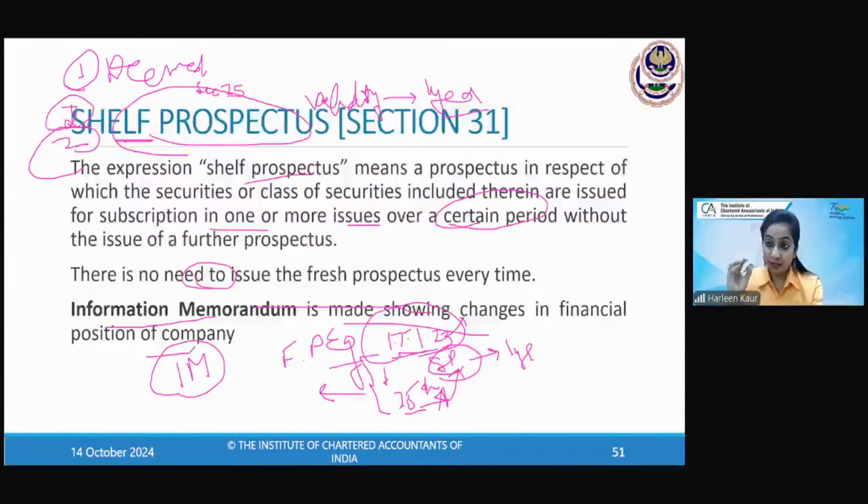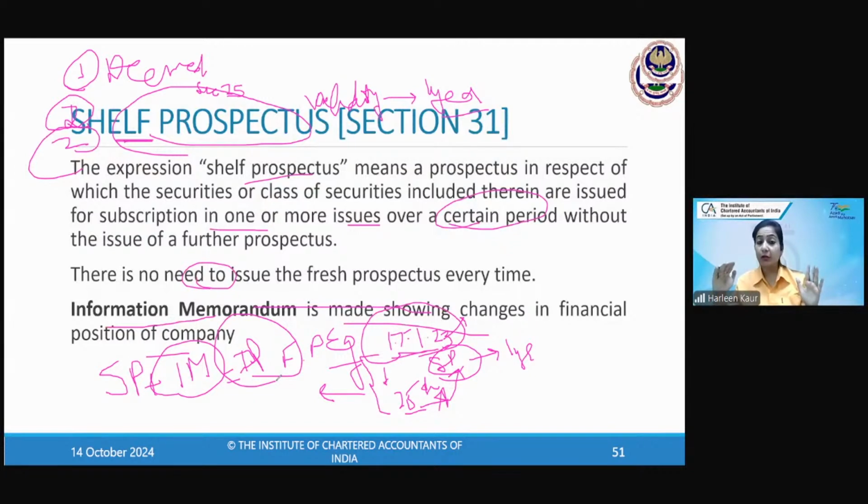So, all these changes in the financial position of the company, charges created, any additional charges, new charges created against the company's assets, or any other material as may be prescribed will be written in the information memorandum. And this shelf prospectus, along with the information memorandum, shall become my deemed prospectus. It shall be deemed to be the prospectus issued to the public.